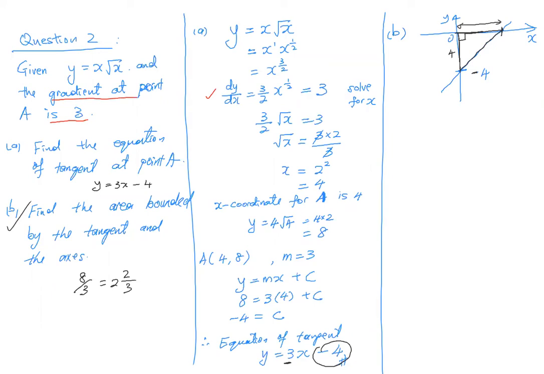Because area of a triangle is half base times height. The base and the height must be a right angle, correct? So how to get this distance? The question mark. That means you have to get the x-intercept here. So how to get the x-intercept? Gladys?